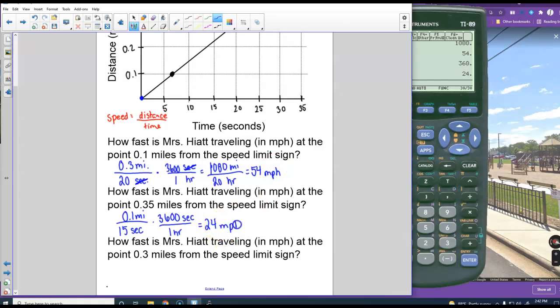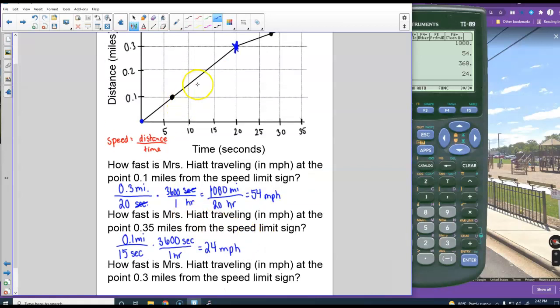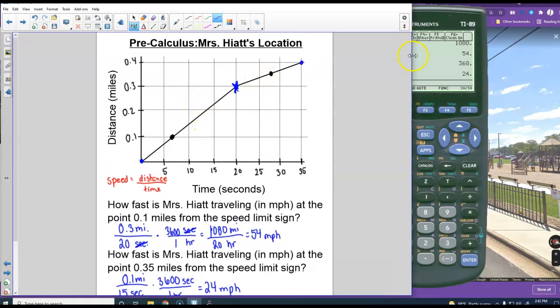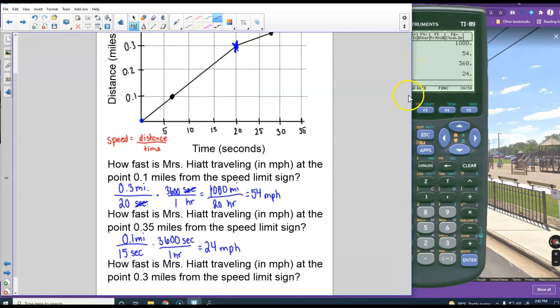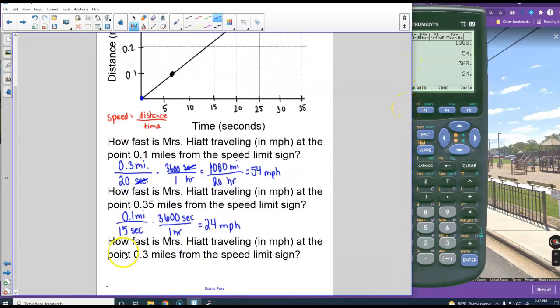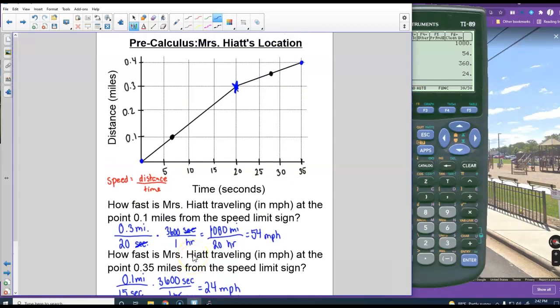Good job. Okay, so that's my speed at these two places, right? We can figure that out. How fast was I going when I was 0.3 miles from the speed limit side? Right here. How fast was I going there? Or was I going 24? I just quit going 54 and started going 24, right? So we don't know how fast I was going.